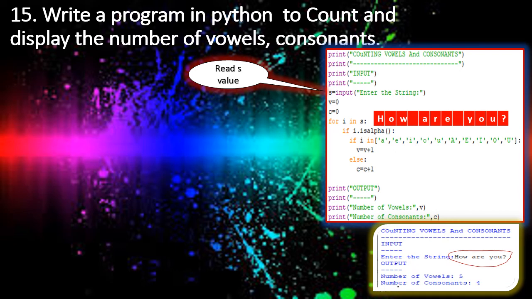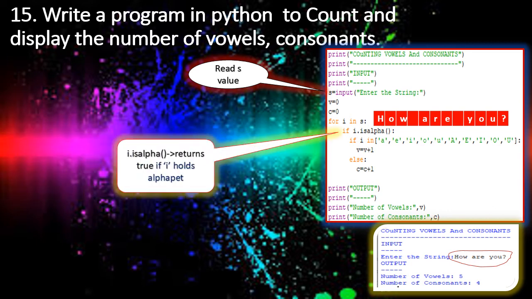So for i in s, the s value is how are you? And it will be assigned one by one to the variable i. First h, next o, next w, next space, next a, next r, and then e, and then space, and then y, o, u, question mark. Everything is considered as a character. So one by one it will be assigned to the variable i. And next, the if statement inside the for loop.